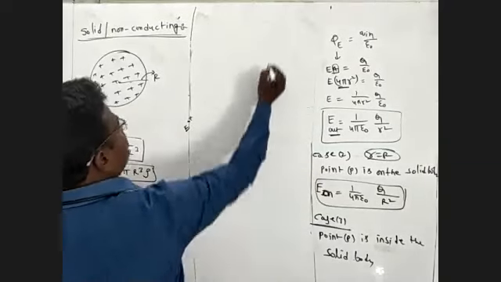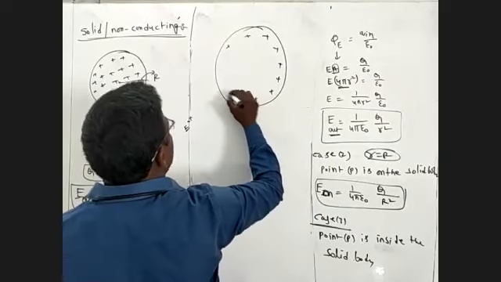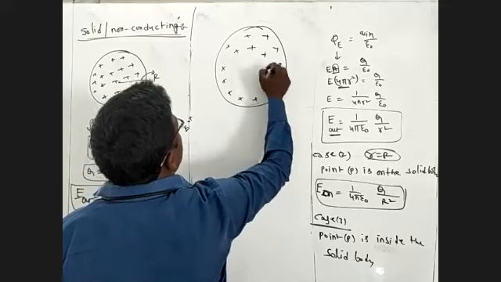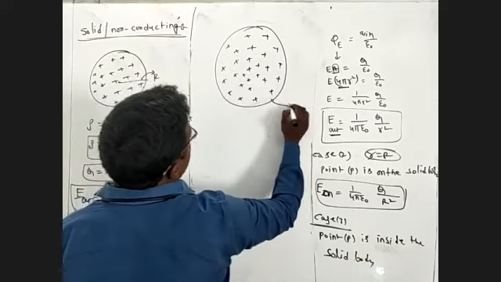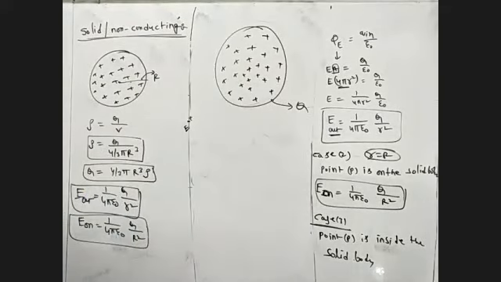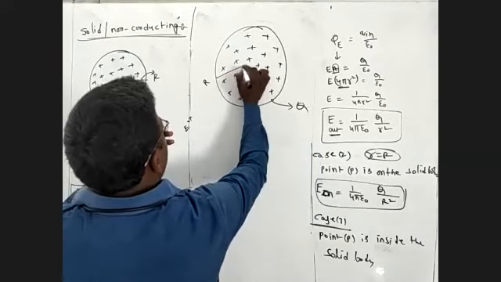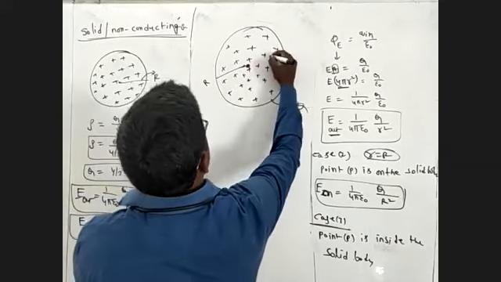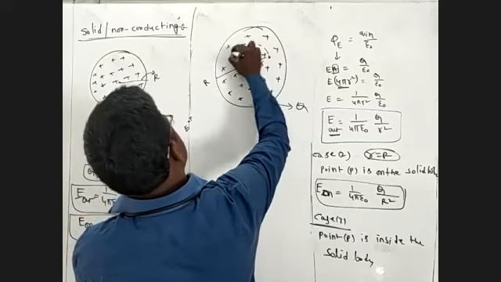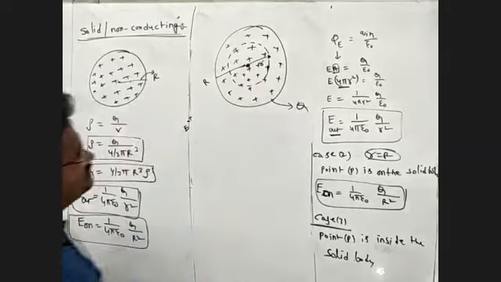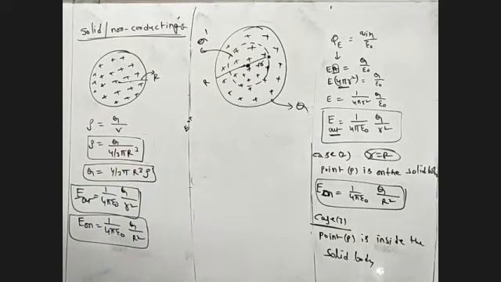This solid body has charge. The charge of this solid body is capital Q, and the radius is capital R. This is the center, and I'm taking the point P at a distance small r from here. We draw the Gaussian surface. This sphere has charge Q dash.